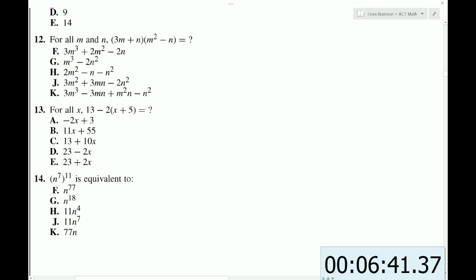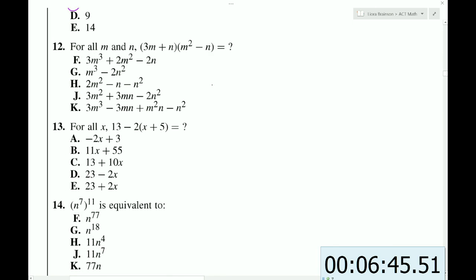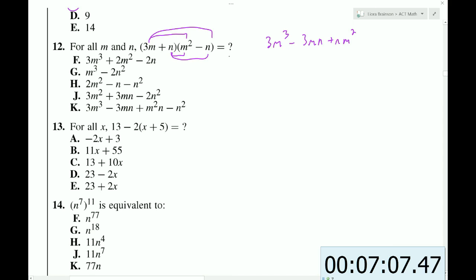For all m and n, this equals what? So we're going to have to do a double distribute here, also known as FOIL. So 3m times m squared is 3m to the third, right? The exponents add for the m's. Then the outer here would be minus 3mn. The inner here would be plus nm squared. And the last would be minus n squared. Okay? So it's looking like choice K.